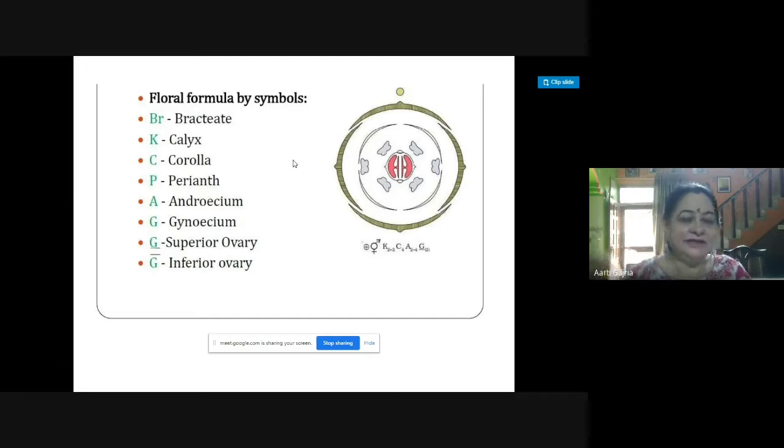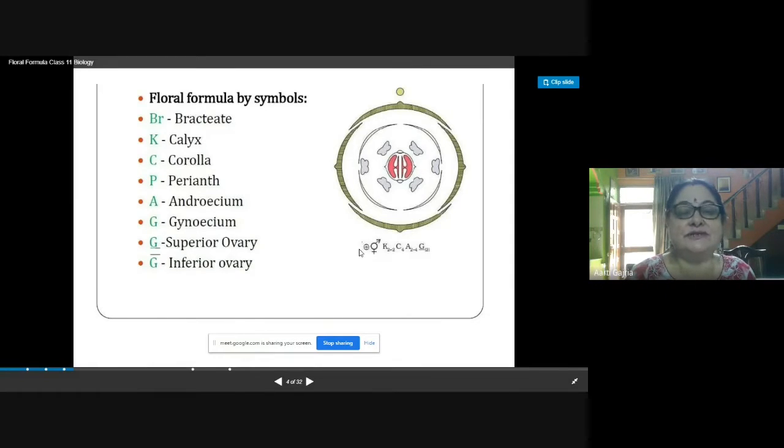Now in this floral diagram, just see what they have written. What is this? This plus sign is actinomorphic. That means the flower is radially symmetrical.